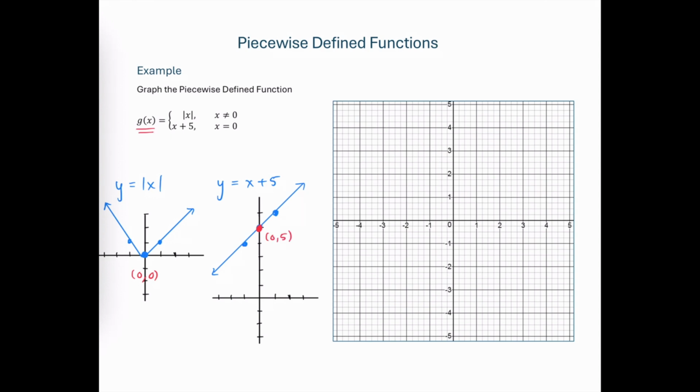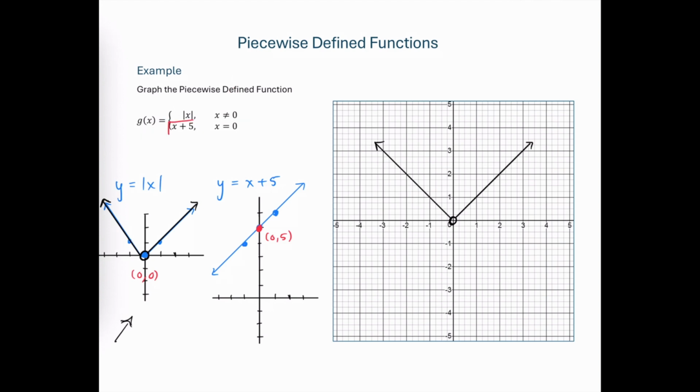Now to get the graph of g, every single x value that is not equal to 0 is going to come from this graph. So we'll draw an open circle around x is equal to 0, but everything else is going to be copied from the absolute value of x graph and pasted onto our final answer over here. So we have an open circle at 0, 0, and we get the rest of the absolute value of x graph. Any ordered pair whose x value is not 0 comes from this graph.